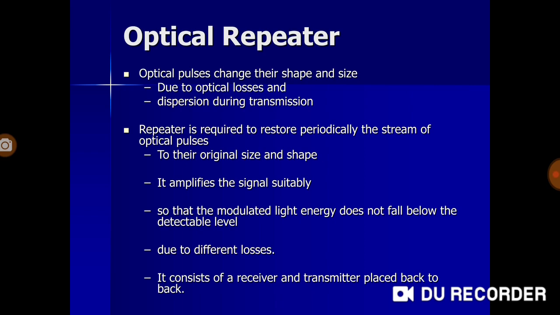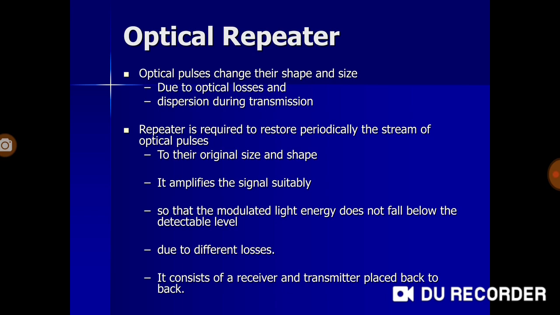Now, optical pulses change their shape and size due to optical losses and dispersion during transmission. We know that naturally there are losses or distortions incorporated due to travel from one place to another, and it is obviously because of losses as well as dispersion, and that changes the shape and size of the signal. Now, a repeater is required to restore periodically the stream of optical pulses to their original shape and size.